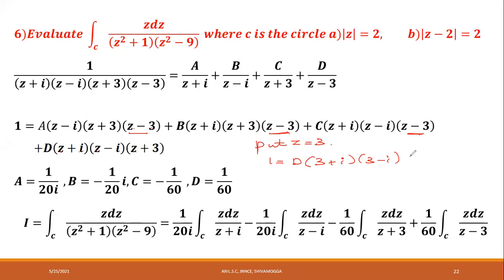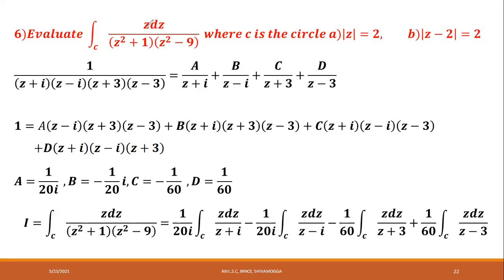9 plus 1 is 10. Therefore, 1 is equal to D into (3 plus i)(3 minus i), which is 9 plus 1, times 6. Therefore, D is equal to 1 divided by 60. All the four constants are determined. A is 1 by 20i, B is minus 1 by 20, C is minus 1 by 60, and D is plus 1 by 60. Substitute here.